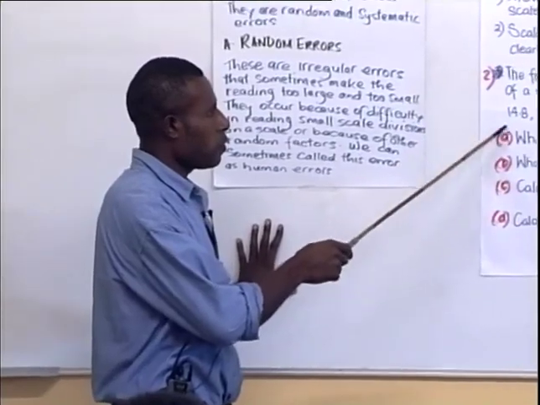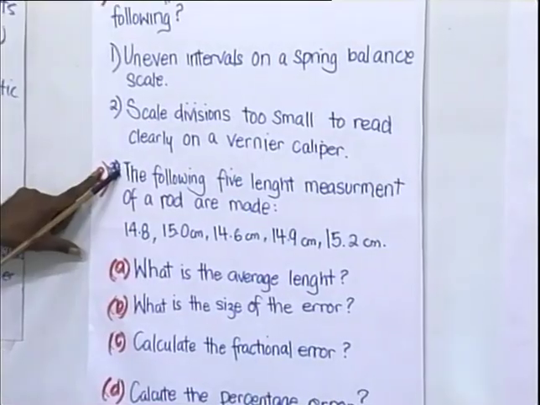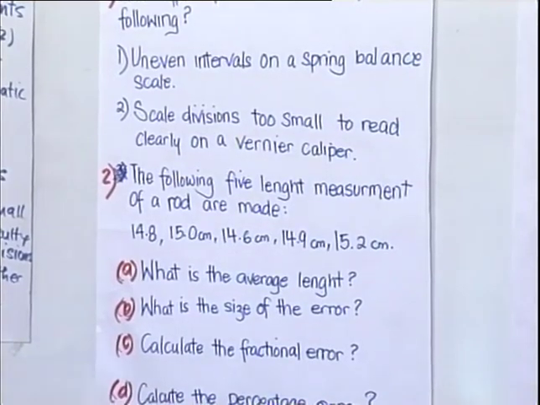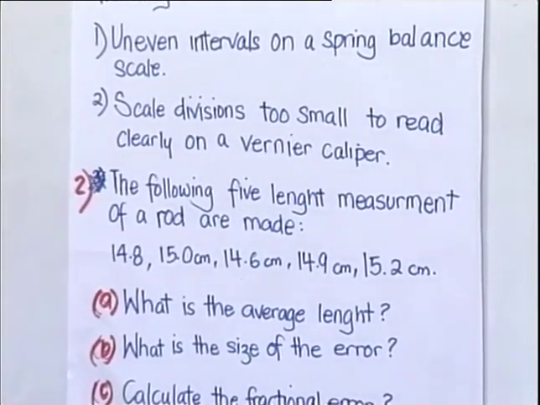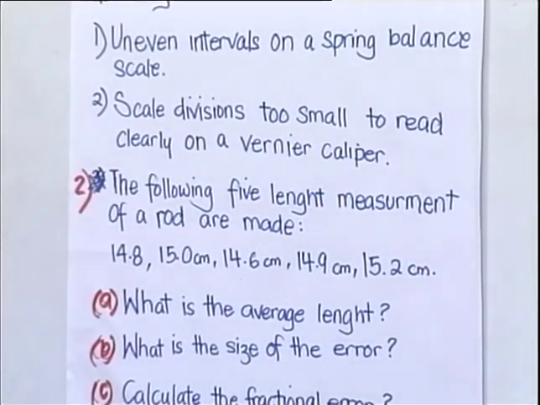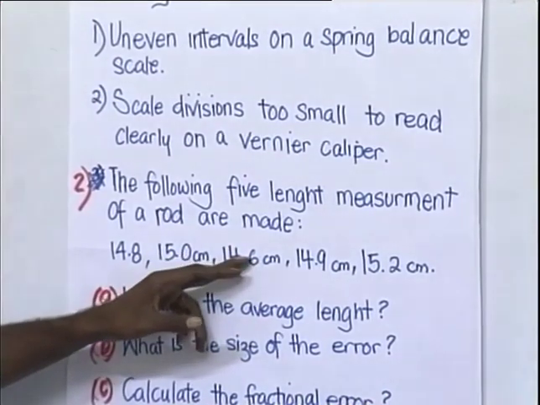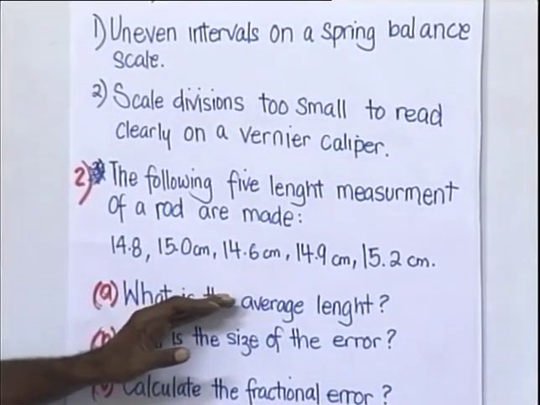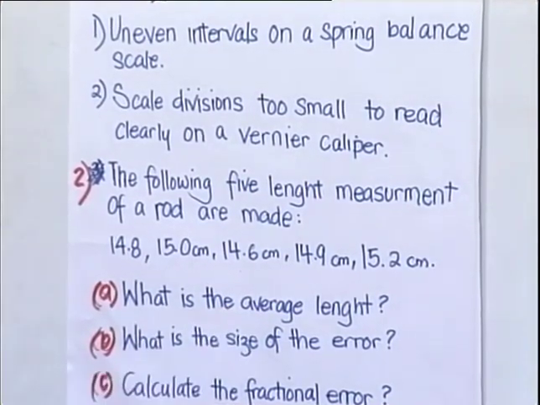I have some activity for you, but before we go to that, I will explain how you can solve question number 2. Let's say, for example, the following 5 lengths of measurement are given. If you are given something like this, you will have to add all of these to come up with an estimate or the average of those measurements. Using that average, you can now subtract it from the largest measurement given, and that gives you the size of the error. Using that size of the error, you can calculate the fractional error or the percentage error. That percentage error is sometimes known as the relative error.